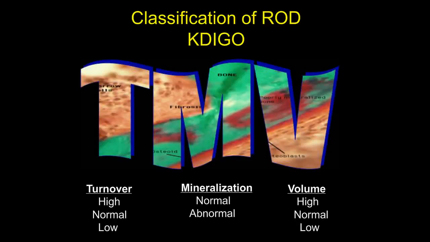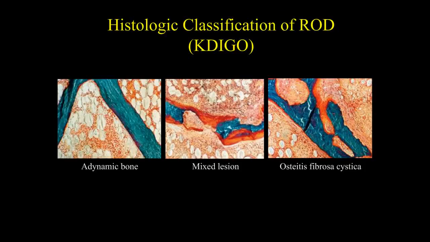Well, KDIGO has actually come out with a different way to classify, what we call the TMV system, where we look at turnover, mineralization, and volume, and this is to better objectify our bone biopsies as opposed to qualitative measures. And turnover could be either high, normal, or low, mineralization normal or abnormal, and volume either high, normal, or low.